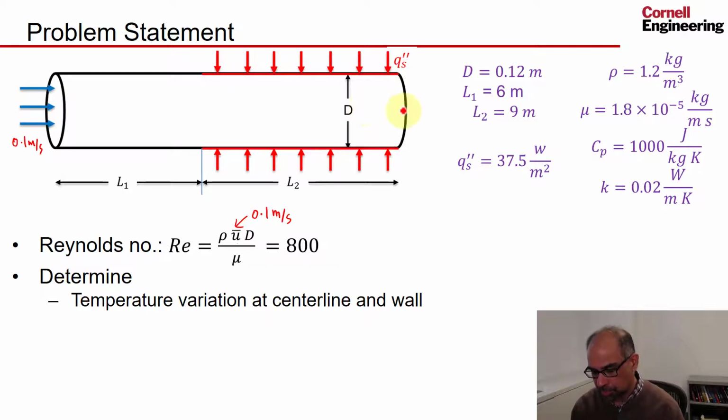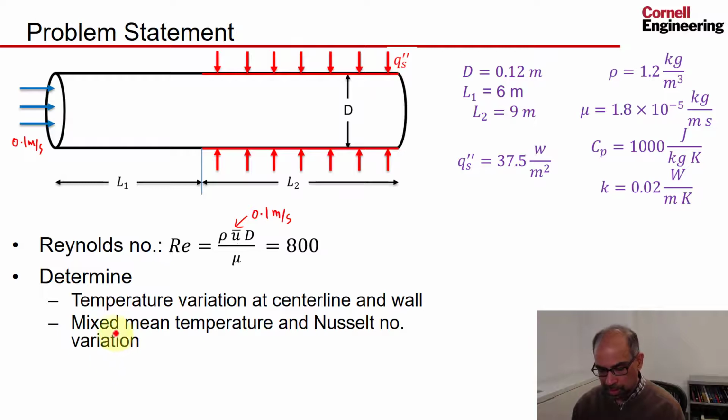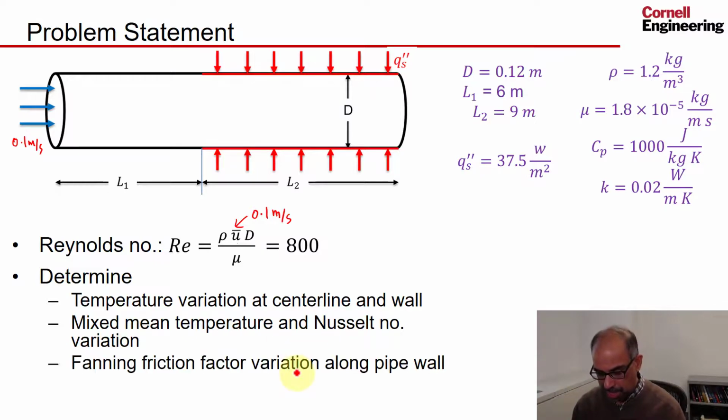So the center line is like the axis of the pipe, and then you have the wall. We'll determine the mixed mean temperature and the Nusselt number variation, and we'll also determine the Fanning friction factor variation along the pipe wall. And I'll get into the definitions of these quantities when we actually calculate them.